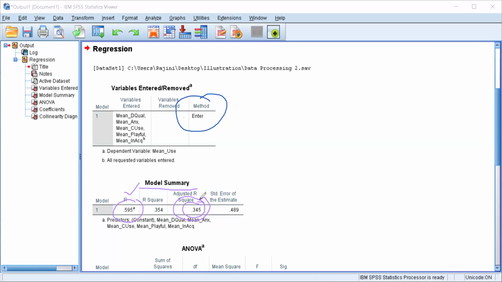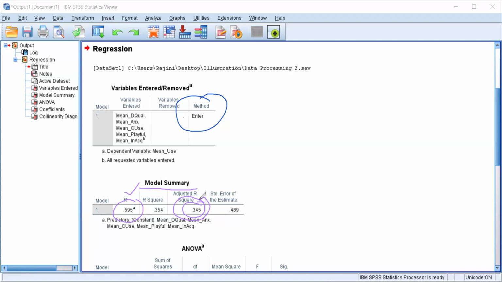So 40%, sorry, 35% or 34.5% times, so your research is completely relevant. That is what your adjusted R square tells. Now you may ask me, ma'am, what is the threshold? The threshold should be at least 40-45. In this data it is only 34%.